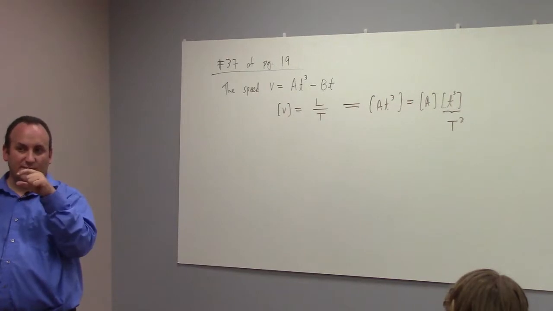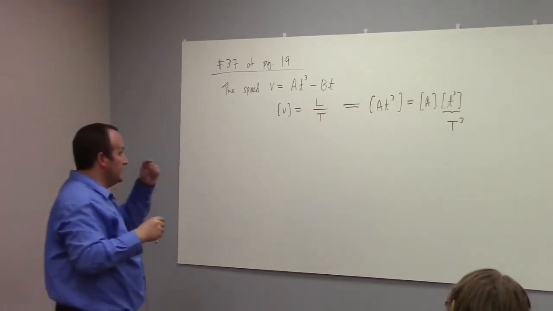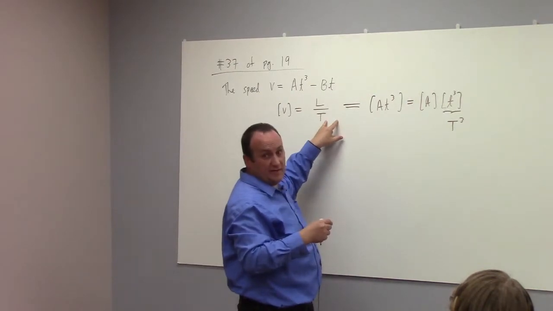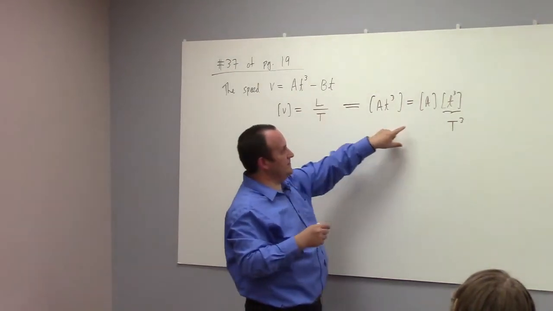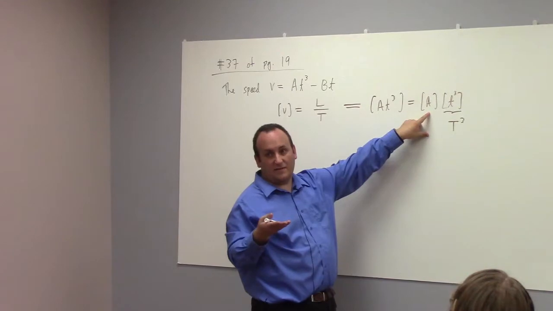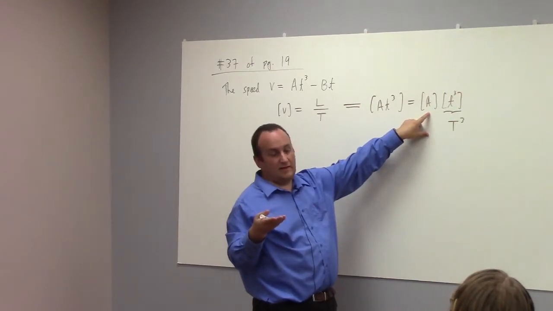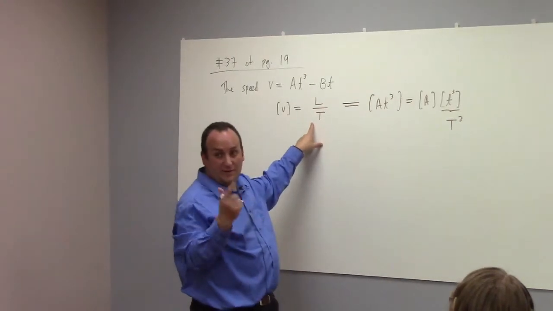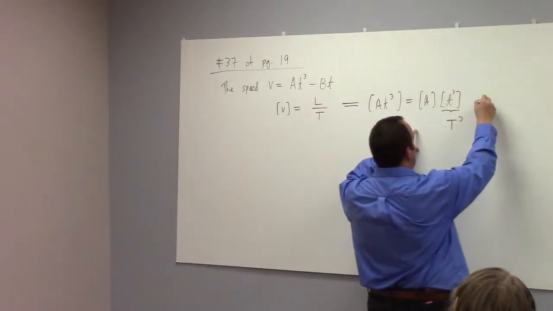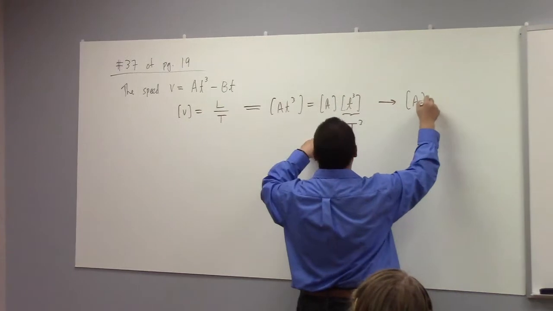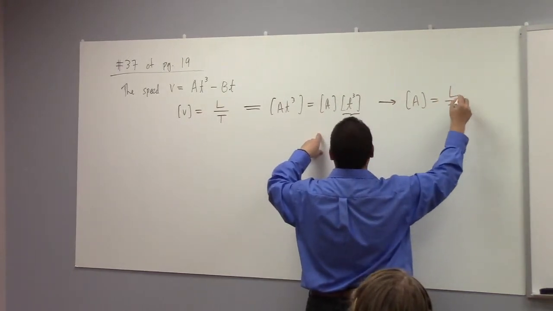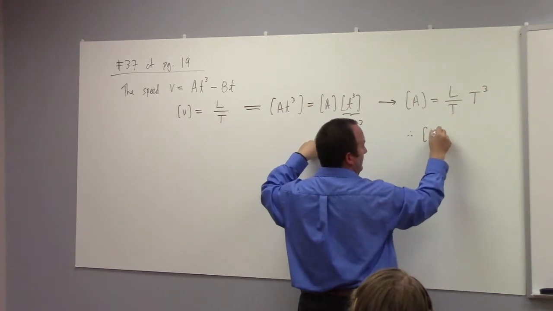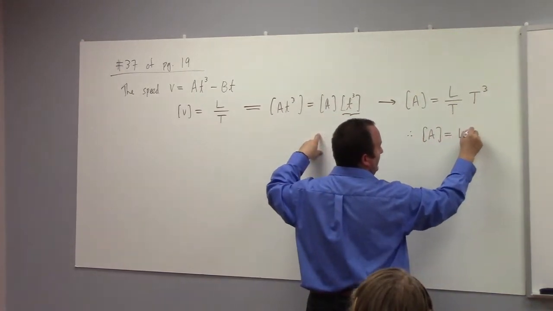So I can look at it like one piece at a time. In particular, the at cubed piece has to have dimensions length over time, right? But that means that whatever dimensions a has, that times time cubed has to give me length over time, right? So I do algebra. This gives me that the dimensions of a are equal to length over time times time cubed. So therefore, the dimensions of a are length times time squared.